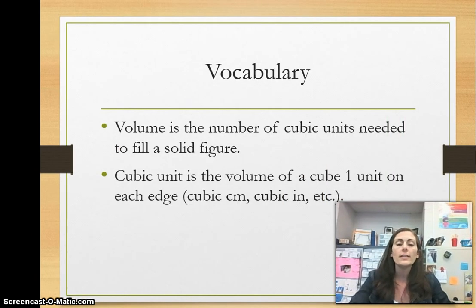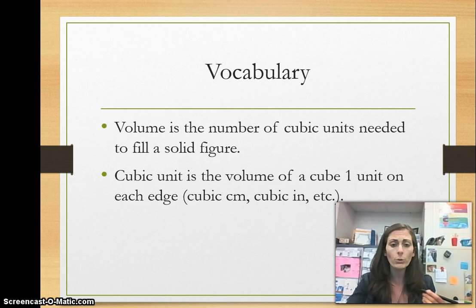Your vocabulary is to understand that volume is the number of cubic units needed to fill a solid figure. And a cubic unit is the volume of a cube, 1 unit. So here's a cube. This is 1 unit on each edge: length, width, and height. And your cubic unit can be in centimeters, inches, feet. You just need to pay attention to that when you write your final answer to make sure you always have it labeled. But go ahead and write both of those vocabulary terms down. And when you're ready, push play.